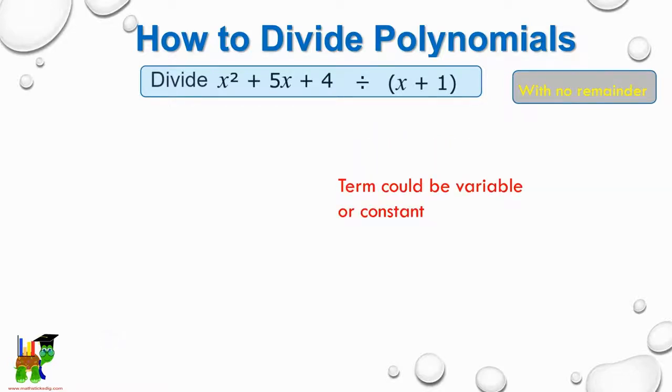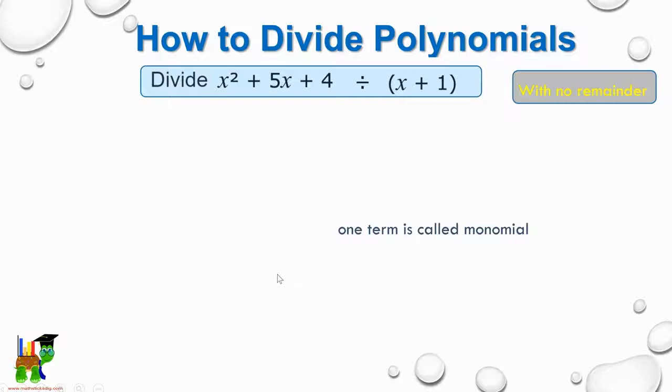Now, a term could be a variable, like letters x, y, z, any letter of the alphabet, or a constant. A constant is just a number. So for example, 4 and 1 are called constants. Now, one term is called a monomial, like an x. x is a monomial, just one term.